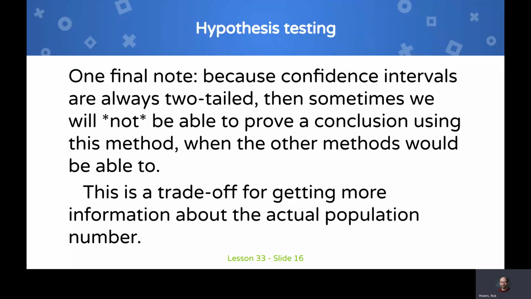One final note, because confidence intervals are always two-tailed, then sometimes we will not be able to prove a conclusion using this method where the other methods would be able to. This is a trade-off for getting more information about the actual population number.